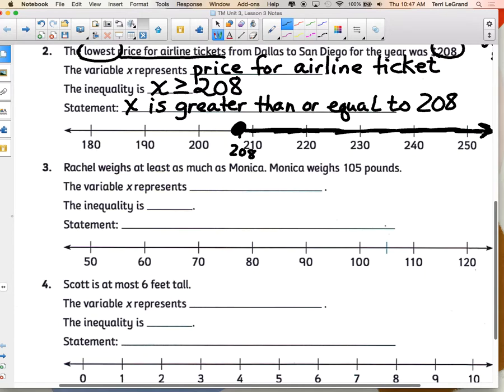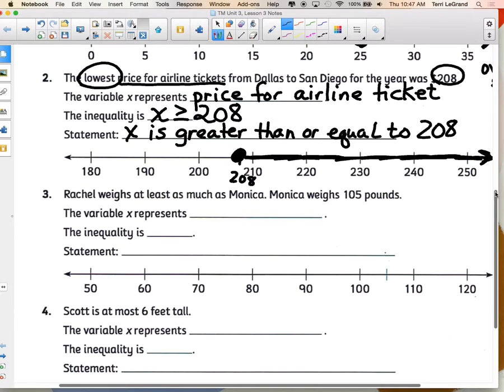Do you need to say what x is in the statement or not? No, I might have in my notes that I already completed, but they can just use the variable's name, that's okay. Because we're describing the variable above, so that's okay.